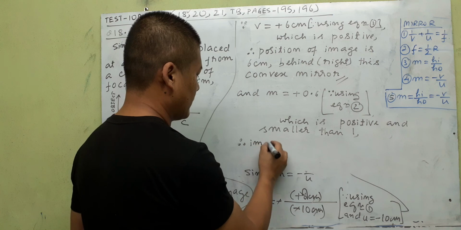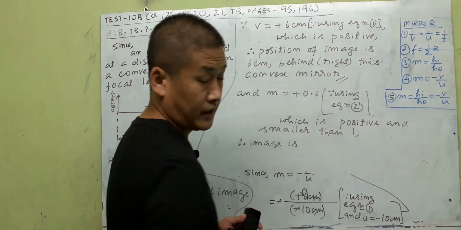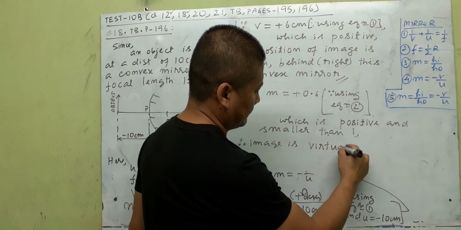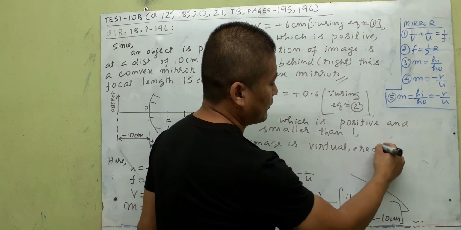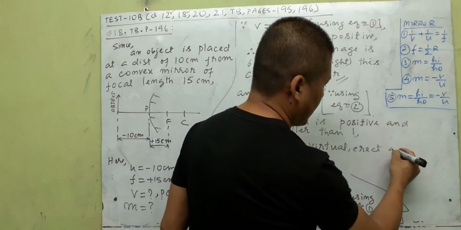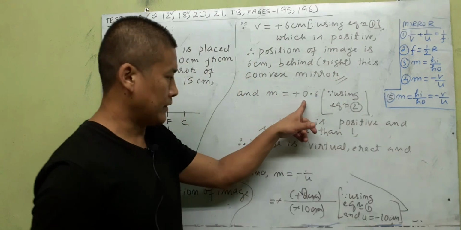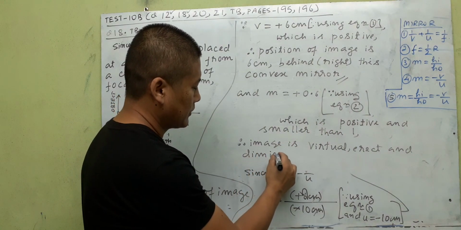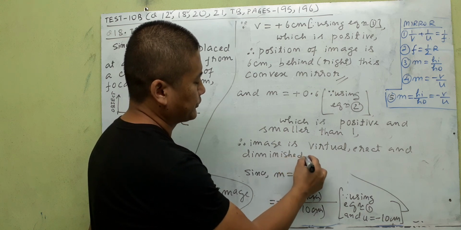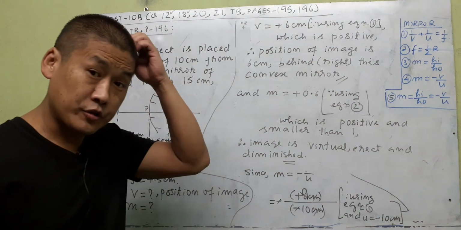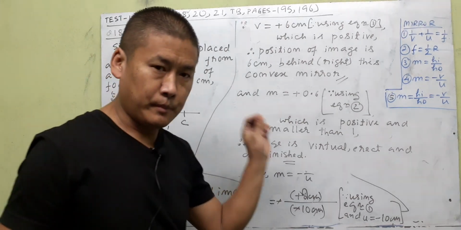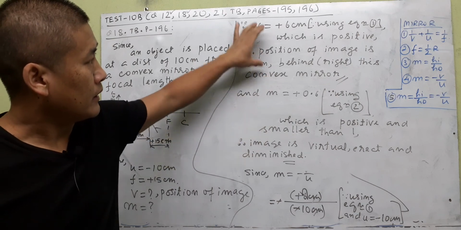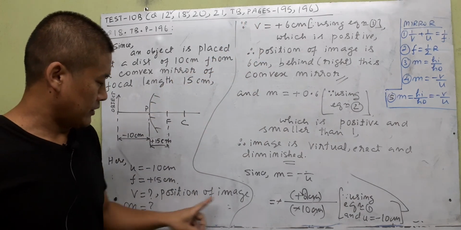Therefore the image is, nature positive means always virtual erect. Negative means, we know, real inverted. And the value smaller than 1 means surely the image will be diminished. This is correct because we know that a convex mirror can form only a virtual, erect and diminished image. It cannot form a magnified virtual image. This is the second answer, nature. And this is the first answer, the position of the image.